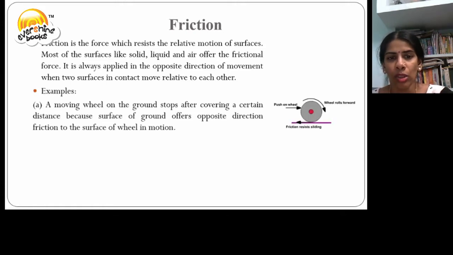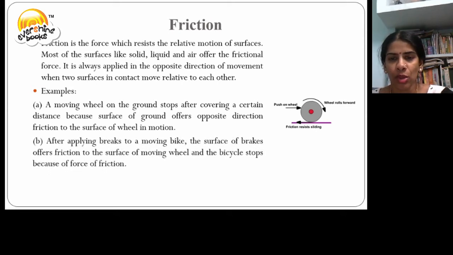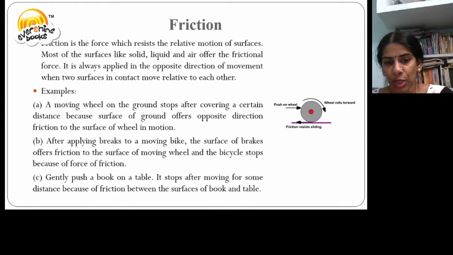A moving wheel on the ground stops after covering a certain distance. This is because the surface of the ground offers friction in the opposite direction to the surface of the wheel in motion. After applying brakes to a moving bike, the surface of the brake offers friction to the surface of the moving wheel and the bicycle stops because of the force of friction. When we push a book gently on a table, it stops after moving for some distance. This is because of the friction between the surfaces of the table and the book.